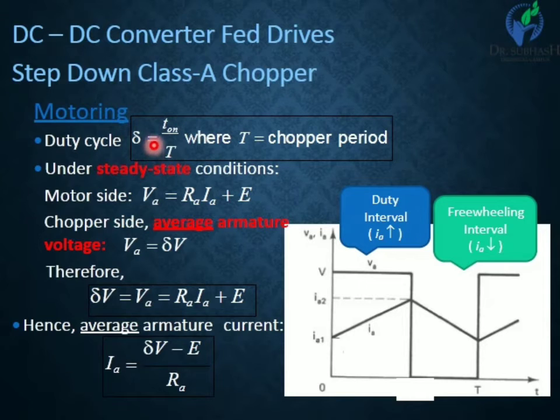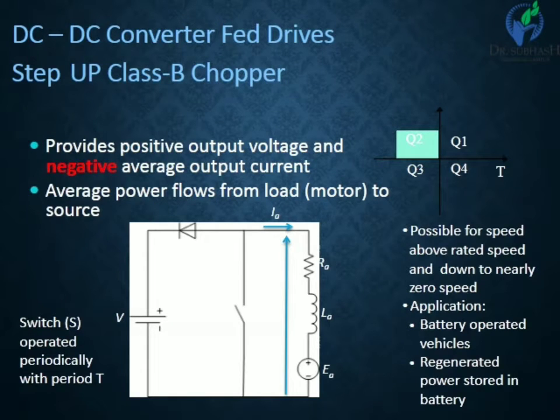The duty cycle delta is equal to T on upon T, where T is the total time period of the chopper. Here we show a circuit diagram of a class B chopper fed electrical motor in which, when the power of the electrical motor is higher than the input power, then we use it as a regenerative stage in which power from the electrical motor is delivered to the voltage supply via diode D and switch S. Quadrant 2 is used at a time when it is used as regenerative braking.